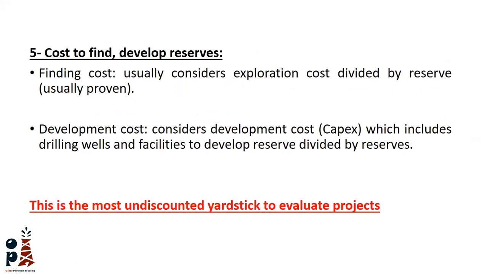The last undiscounted parameter is the cost to find or develop reserve. Finding cost is simply exploration cost divided by reserve, which is usually proven reserve. For development cost, consider the capex, included in drilling wells and facilities to develop the reserve, divided by reserves. This is the most used undiscounted indicator to evaluate the project, finding cost and development cost.